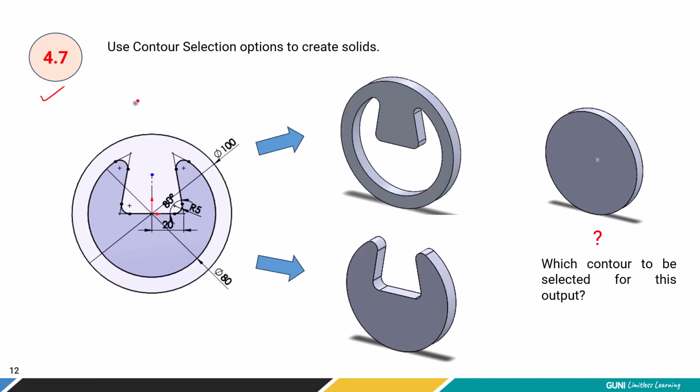Now in this exercise 4.7, when you have a situation like this, one sketch, another sketch, so sketches are nested inside each other or maybe crossing across. In that case, we have to use contour selection options available in Extrude feature. Because of such a situation, either you can have this kind of outcome or you can have this kind of outcome. You can even have this kind of outcome based on what you select in the contour selection options. So let's try this exercise.